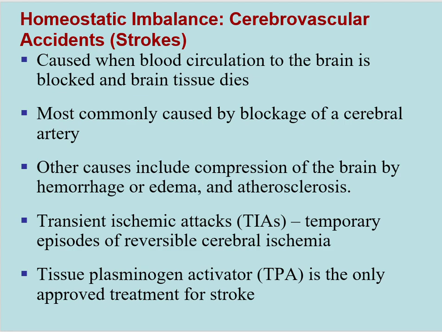A TIA, or transient ischemic attack, is actually considered a temporary episode of reversible cerebral ischemia, and tissue plasminogen activator, or TPA, is the only approved treatment for a stroke that's caused by a cerebral artery blockage. This would increase the victim's chance of bleeding from 1% to 6%, so TPA is only administered if we know for sure that it's a coronary blockage, or we think based on symptoms it's a cerebral artery blockage.